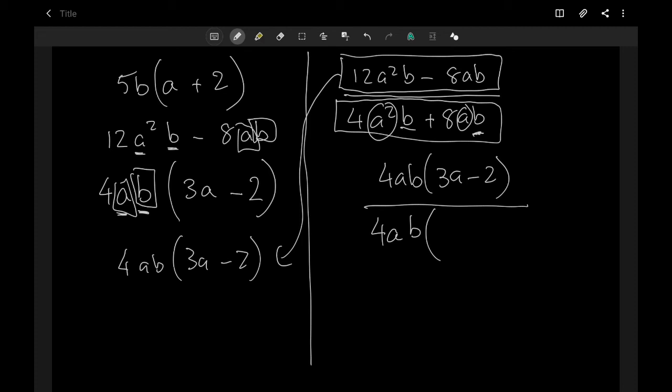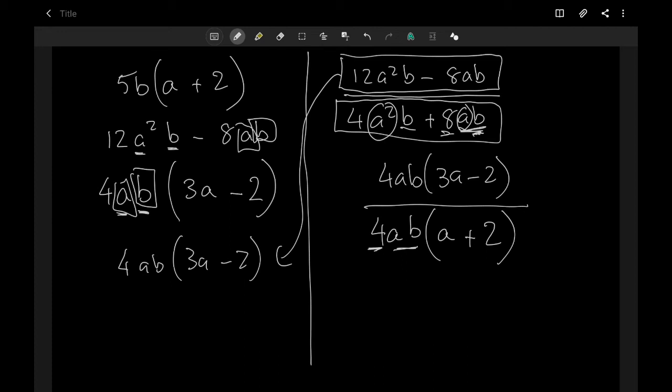So we have 4ab here, and we have 4a squared b. So the only thing that's missing is an a. Now we've got the plus sign. Now we say 4 times what will give us 8? We know the answer is 2. And we know that there's an ab here and there's an ab here. So we don't need any more. So we close off the bracket.